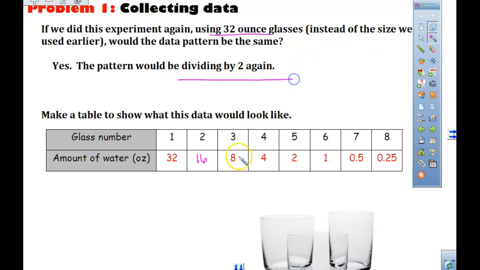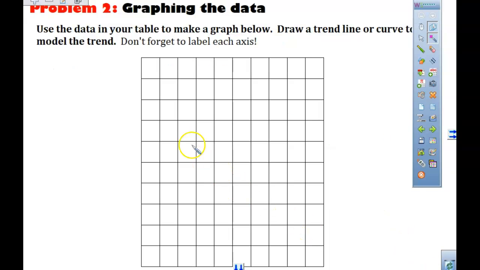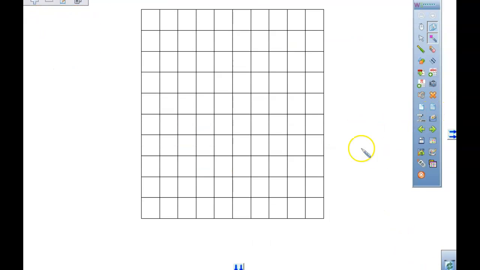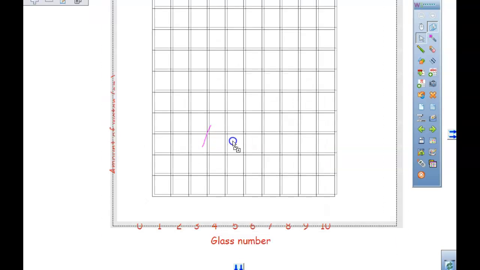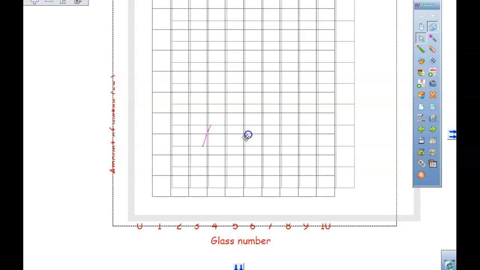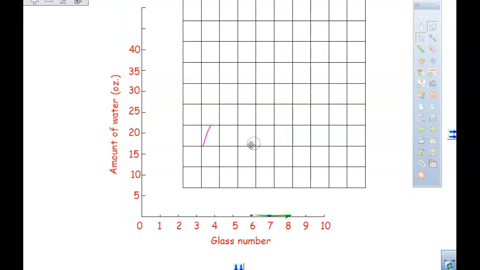Again, if you need to pause the video to fill in your table, make sure you do so. On the top of the next page, we are going to make a graph of our data. As we take a look at that data, we want to put some labels on our graph. We're going to put the glass numbers, which are going to go from 0 to 10, and the amount of water. Some of the mistakes that some of you have made is you don't set this as a constant. You want to use 32, 16, 8, and just the numbers in your table. You cannot do that.